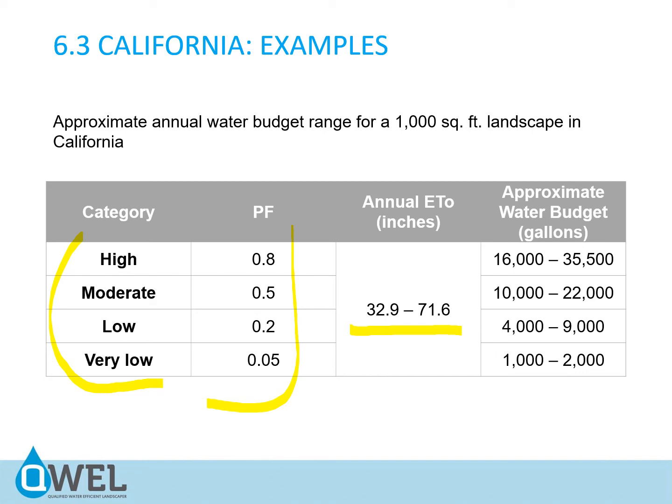Here on the right hand side, the approximate water budget in gallons for high water use plants is going to range anywhere from 16,000 to 35,500 gallons annually, where moderate use plants are 10,000 to 22,000 gallons. Low water use are 4,000 to 9,000, and very low is 1,000 to 2,000 gallons per year.